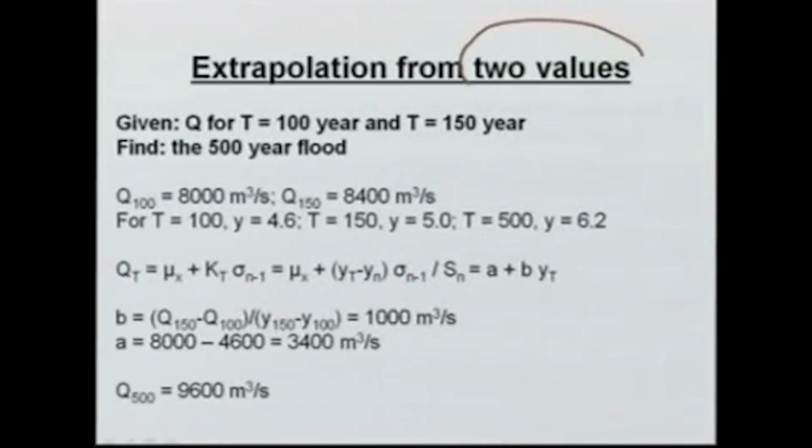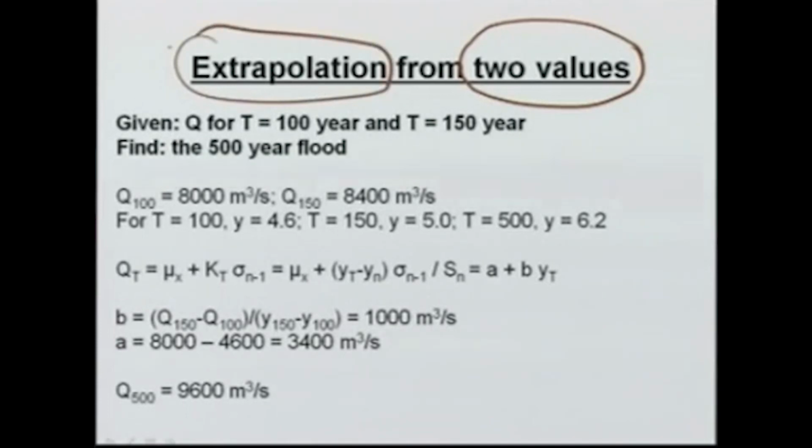Now, in Gumbel's method, since it is a linear relationship, if we know the flood for any two return periods, we can extrapolate for any other return period. So, we will take an example in which from two values we can extrapolate to any other value. So, the example which we will take is, let us say that the given data is for 100-year flood and 150-year flood, we know what is the flood discharge, and using that we have to find the 500-year flood.